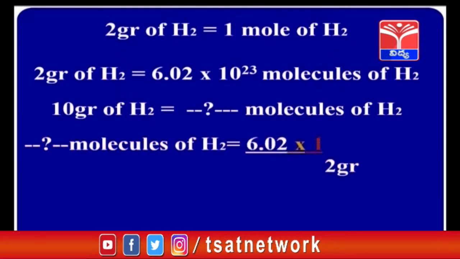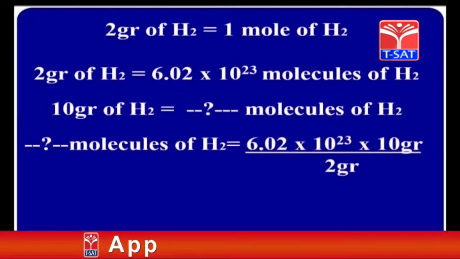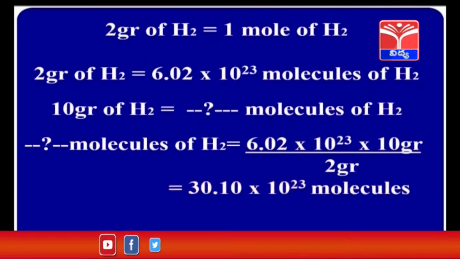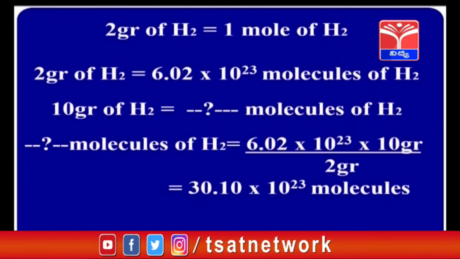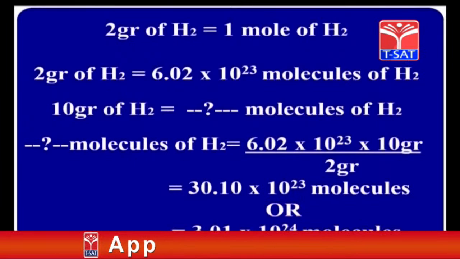The number of molecules of hydrogen equal to 6.02 into 10 power 23 into 10 grams divided by 2 grams. On solving, you will get 30.10 into 10 power 23 molecules, or 3.01 into 10 power 24 molecules.